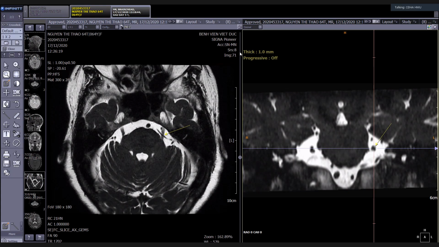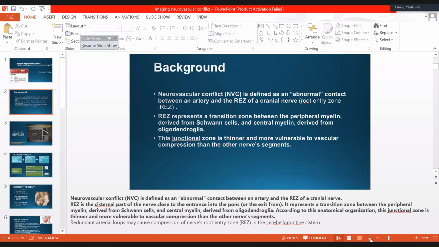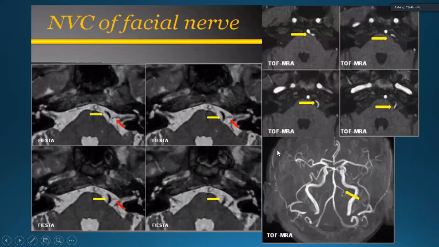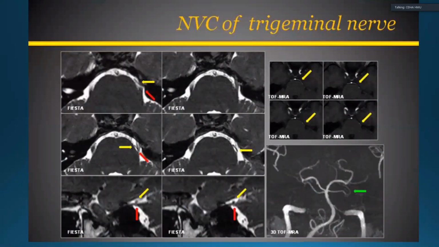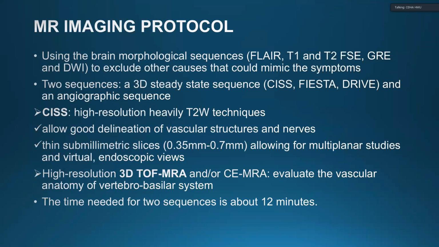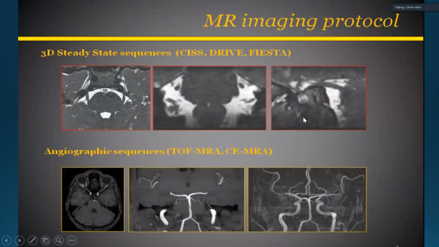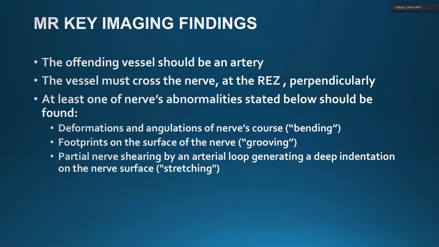And the third one is when you think that there is a neurovascular conflict, you have to detect the positive findings that we just mentioned, right? The bending, grooving, and the stretching of the nerve, right? And the vessel must cross the root entry zone, which for the facial nerve is around 3 to 5 millimeter, and for the trigeminal nerve is 4 millimeter, right? 4 millimeter. Okay.